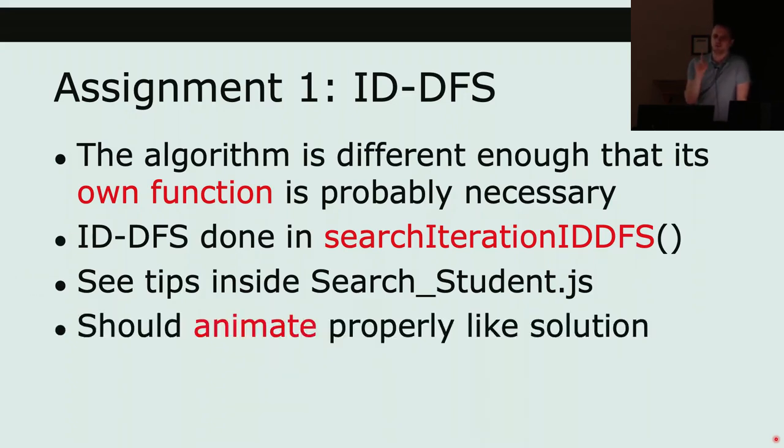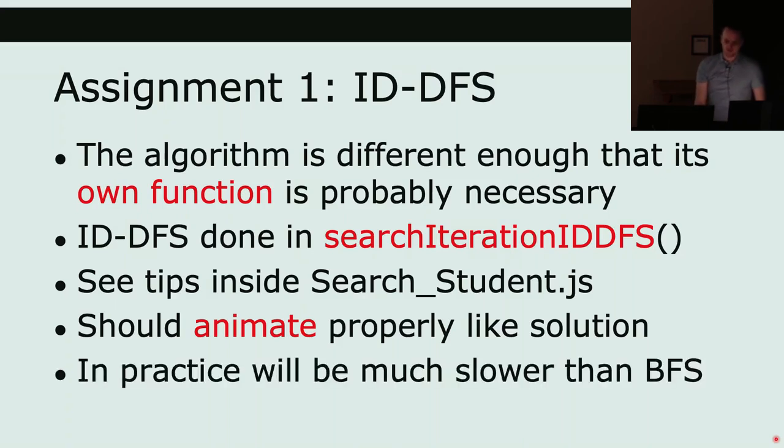The ID-DFS should animate properly, like I showed in the slides. So ID-DFS is going to a depth, then resetting, going to a depth, then resetting, going to a depth, then resetting. I should see that. That's how we're testing your ID-DFS. In practice, it will be much slower than breadth first search, okay? Because you have to reset the closed list, and it takes time to do that sort of thing.